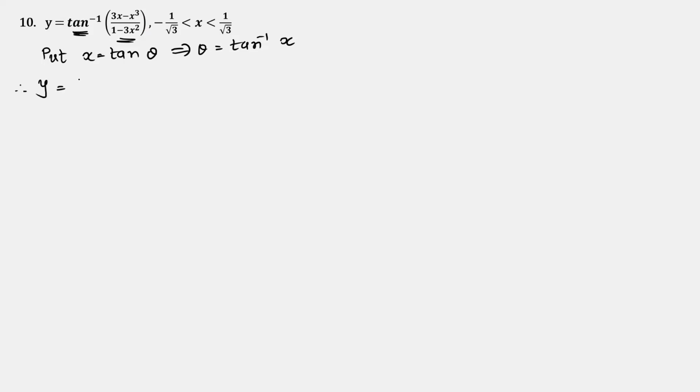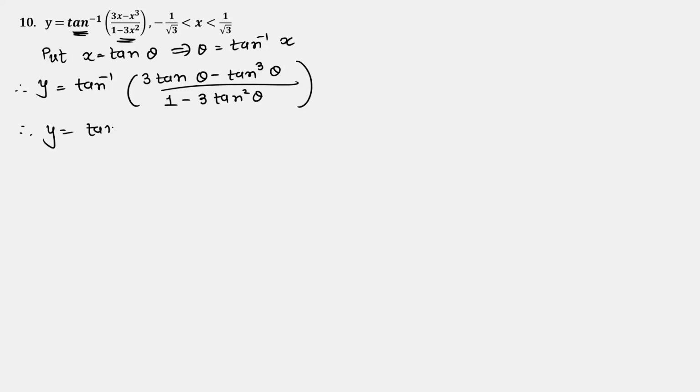So my y turns out to be tan inverse of 3 tan theta minus tan cube theta upon 1 minus 3 tan squared theta. Know the formula? It is tan inverse of tan 3 theta. So y is equal to 3 theta. Y is equal to 3. What is the theta? Tan inverse x.